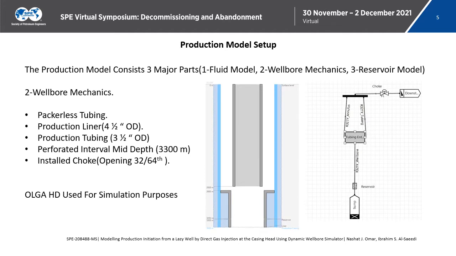For the production system, the wellbore is modeled using OLGA software, and different casing sizes and different tubing sizes have been input inside the software. The key characteristics of the wellbore mechanics are: this is a packerless tubing installation, with a production liner of 4.5 inches OD and a production tubing of 3.5 inches OD with an ID of 2.9.